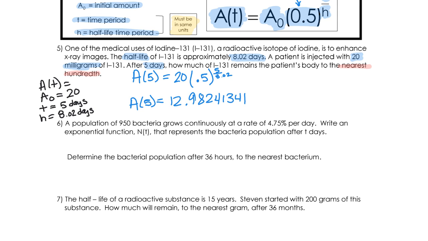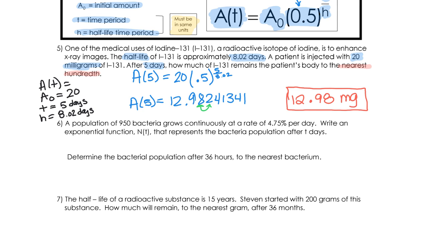12.98241341. And because they gave us rounding directions, that's it to the nearest hundredth. That's the second decimal spot. Look next door. It's not going to move it up. And we're going to say that our answer is 12.98, and this is milligrams. That's how much of the I-131 will be left in the body's system when you started off with 20 milligrams, okay? But there's a half-life, which makes it decrease, and that's what you're left with.